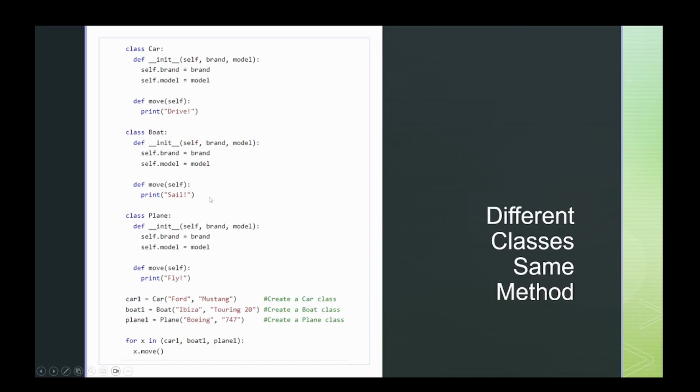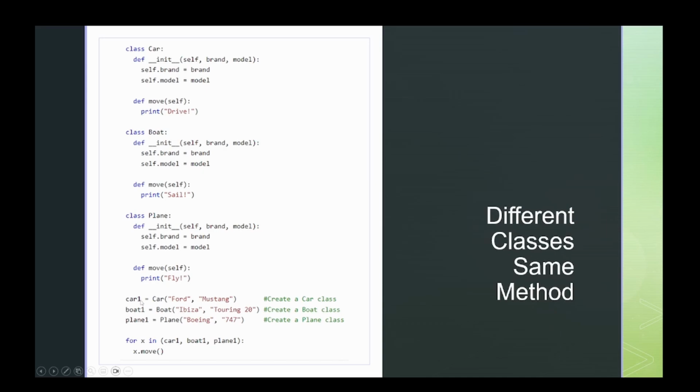Here I've got a class called boat. I also have a brand and a model, but if I tell my boat to move, it is going to sail. Lastly, I have a plane, which has a brand and a model, but if I tell a plane to move, it's going to fly.